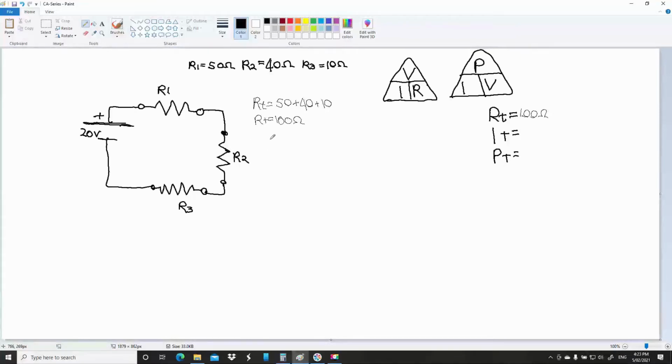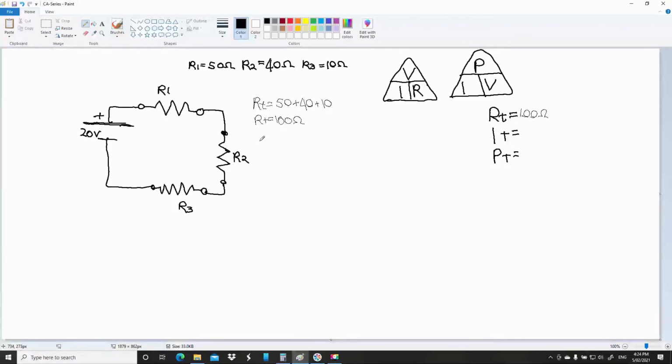Nice and simple. Alright, let's look for the current total. So we know in a series circuit there is only one current, so every resistor will share the same current, only one current path. So looking at this triangle, if we don't know how to transpose, there's a simple trick here. If we cover up this I, so if we're looking for current, it's V over R. If we're looking for resistance, it's V over I. If we're looking for voltage, it's I times R. Same goes with the power triangle.